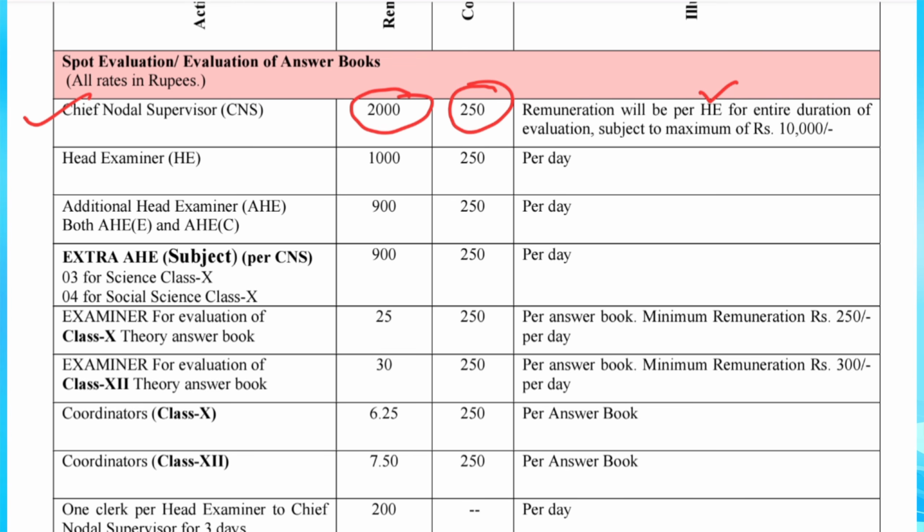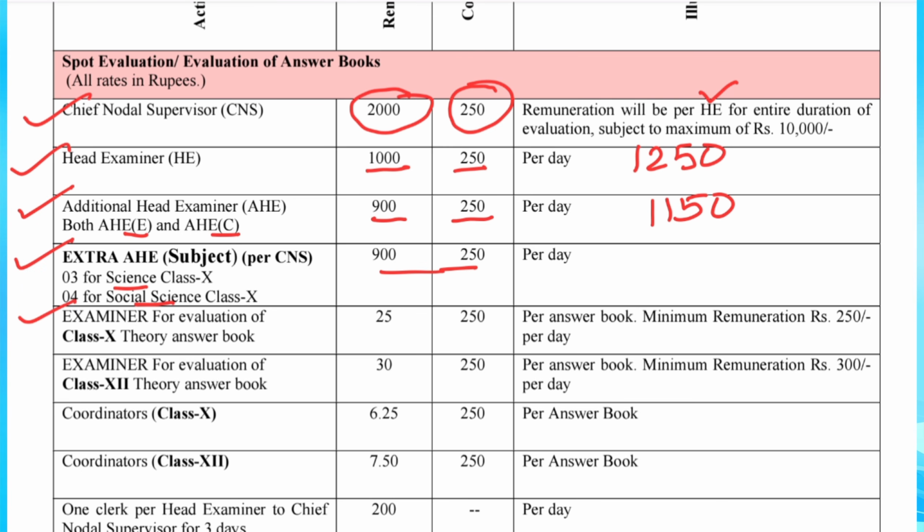So if evaluation is going for 10 days, so they are going to get 250 into 10. Next, HE, head examiner. This is per day. They are going to get 1000 rupees plus 250, means 1250 rupees per day. Then AHE, for all, both for evaluator as well as coordinator, they are going to get 900 plus 250, so they are going to get 1150. Then if there is any extra AHE, especially for science and social science subject, they are the subject experts. So they are also going to get the same amount as AHE.